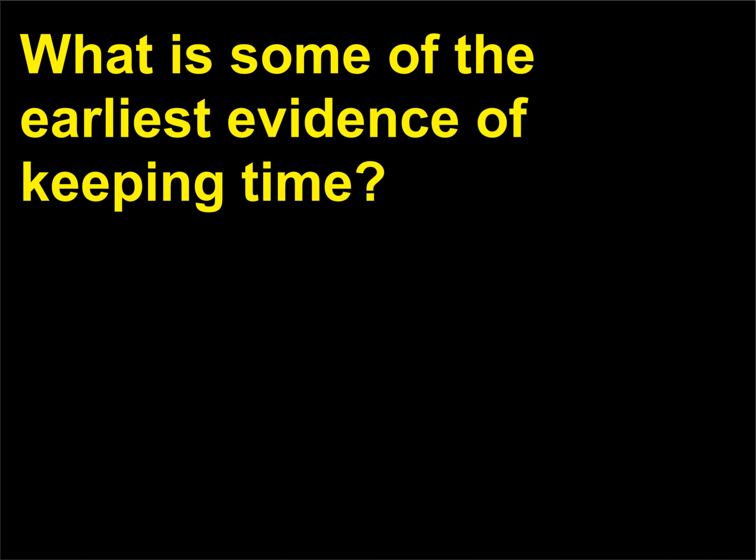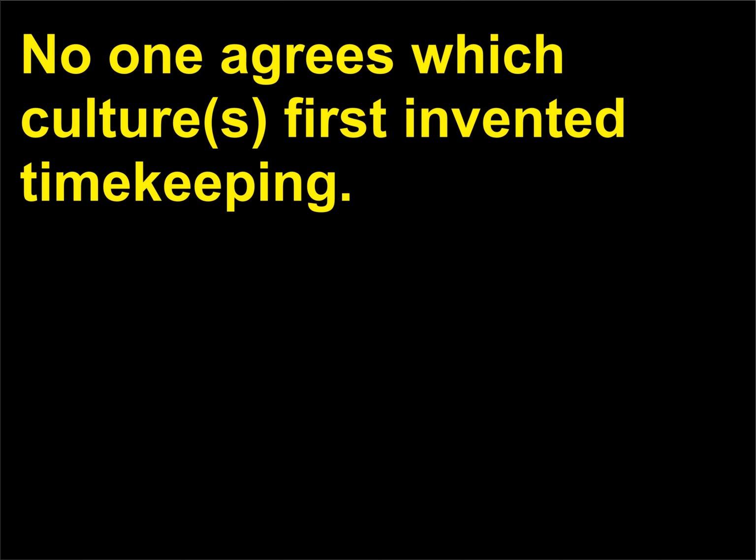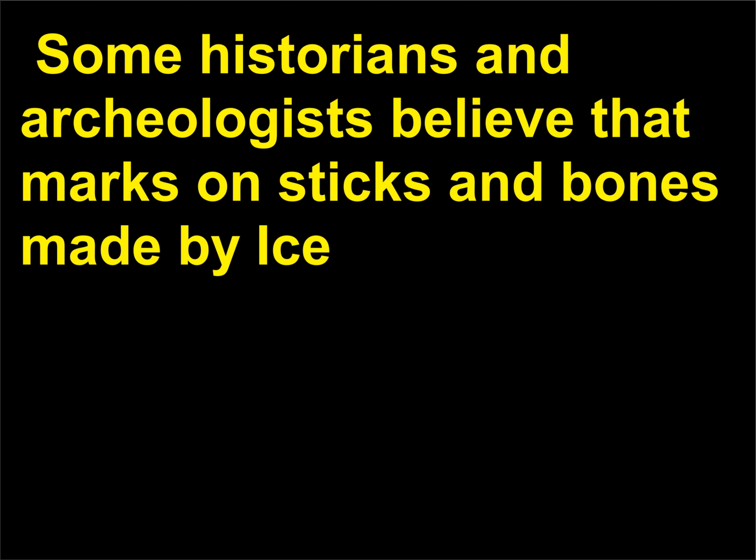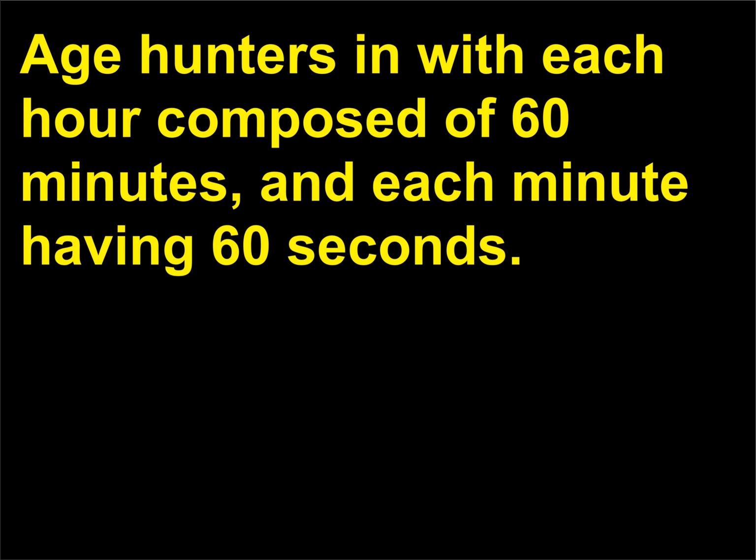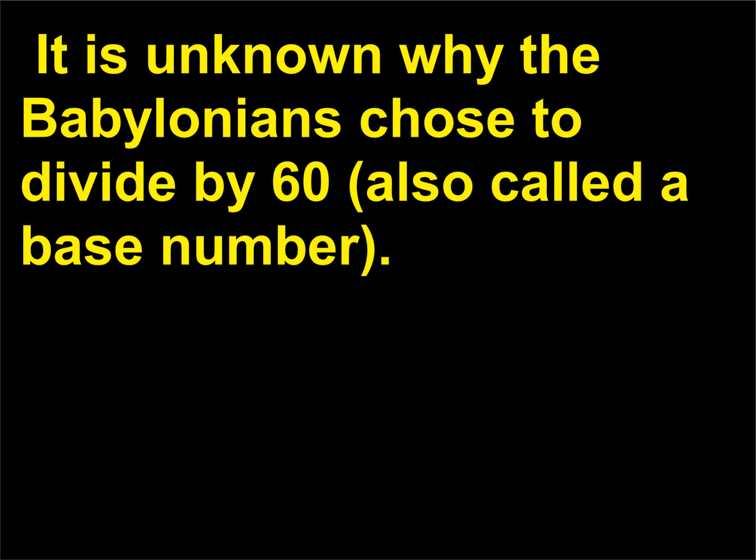What is some of the earliest evidence of keeping time? No one agrees which culture first invented timekeeping. Some historians and archaeologists believe that marks on sticks and bones made by ice age hunters were early timekeeping. The Babylonians later divided time with each hour composed of 60 minutes, and each minute having 60 seconds. It is unknown why the Babylonians chose to divide by 60, also called a base number.